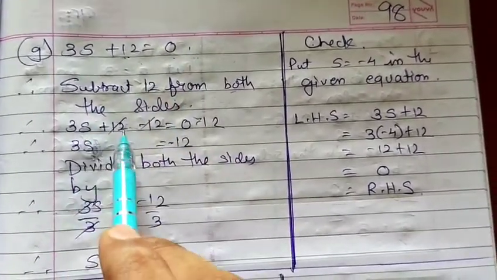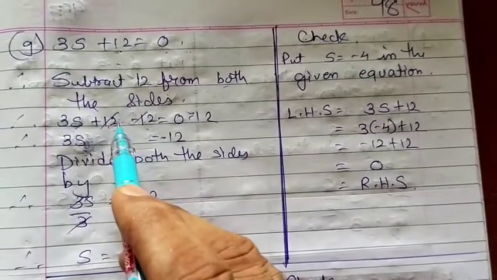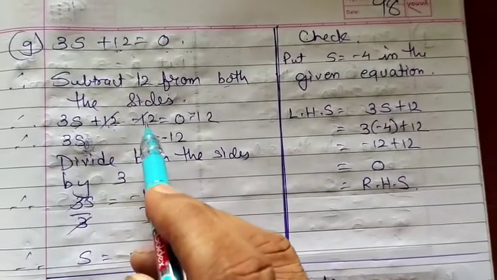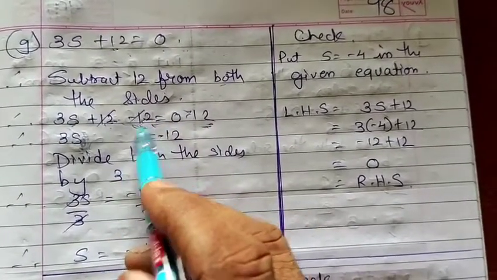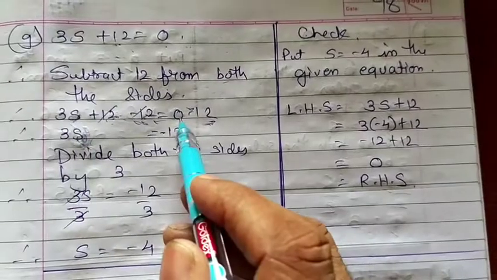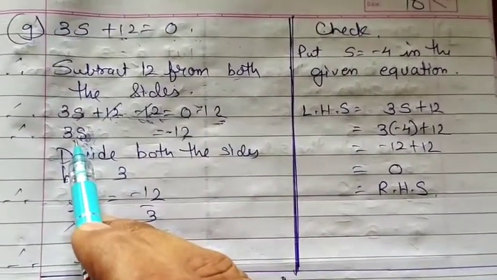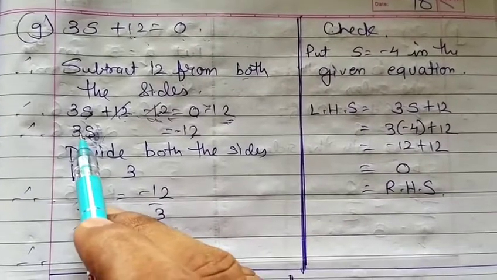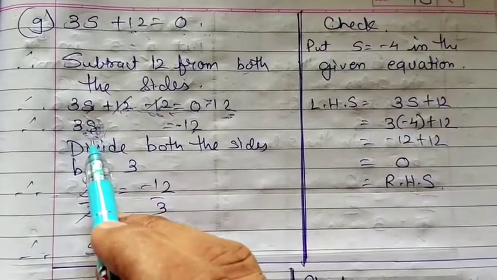So by doing such, write down 3 times s plus positive 12, and to eliminate this 12, you have to take negative 12 to both sides. By doing such, positive and negative will get cancelled. So here 3 times s is left, and 0 minus 12 is minus 12 only. Now you have to eliminate this 3 times s. So how do we eliminate this 3 times s? It is in multiple form, so 3 times s should be divided by 3 only.